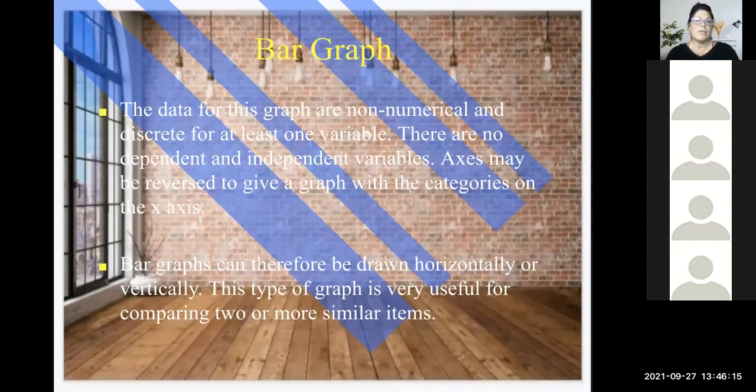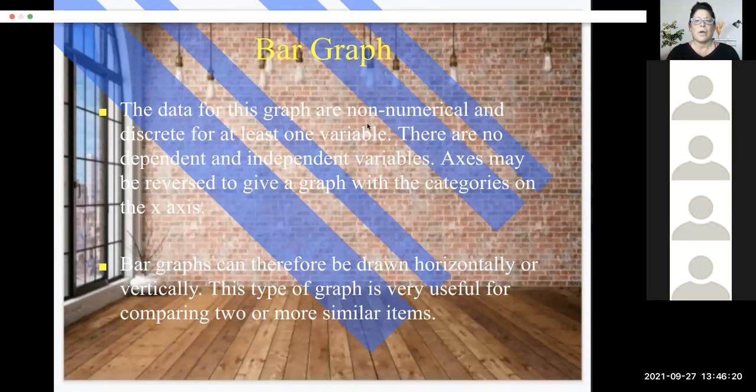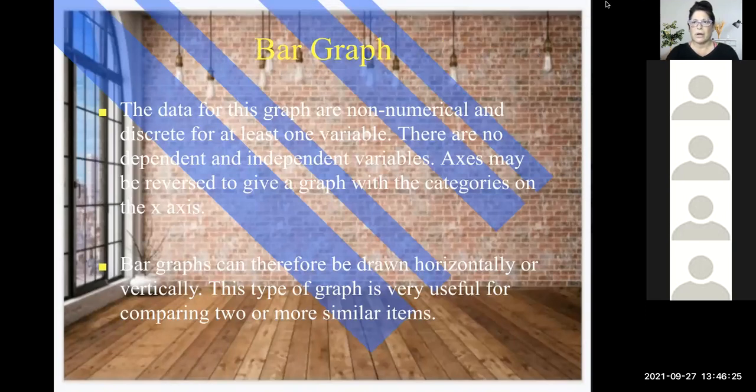All right, so the data for this graph are non-numerical. This is a bar chart, sorry. My bar graphs are going to be for data that are not necessarily numerical and discrete for at least one variable. When you're creating a line graph, you're going to have two variables that are numerical. In a bar graph, that isn't the case. So there are no dependent and independent variables.